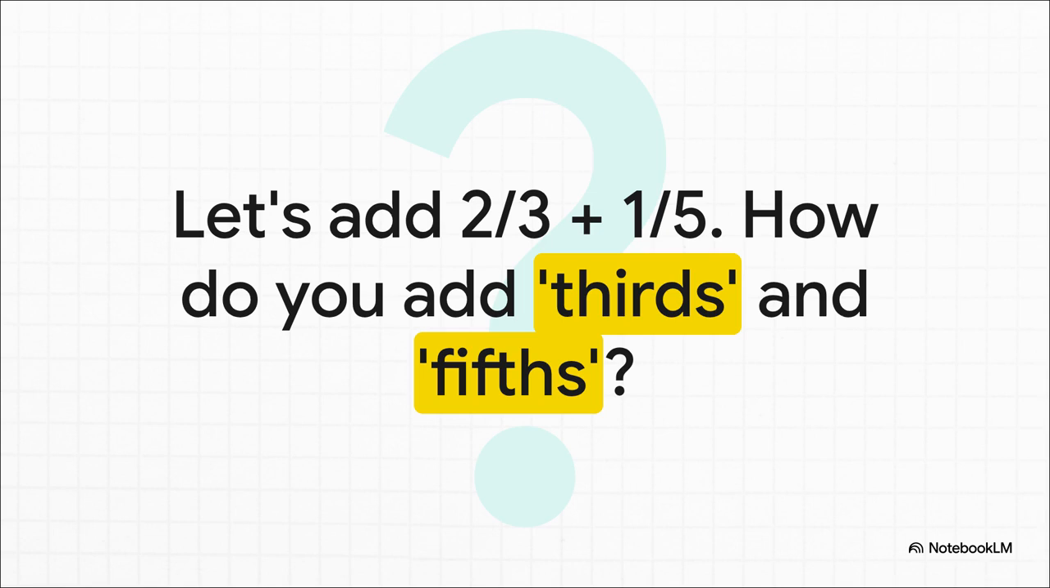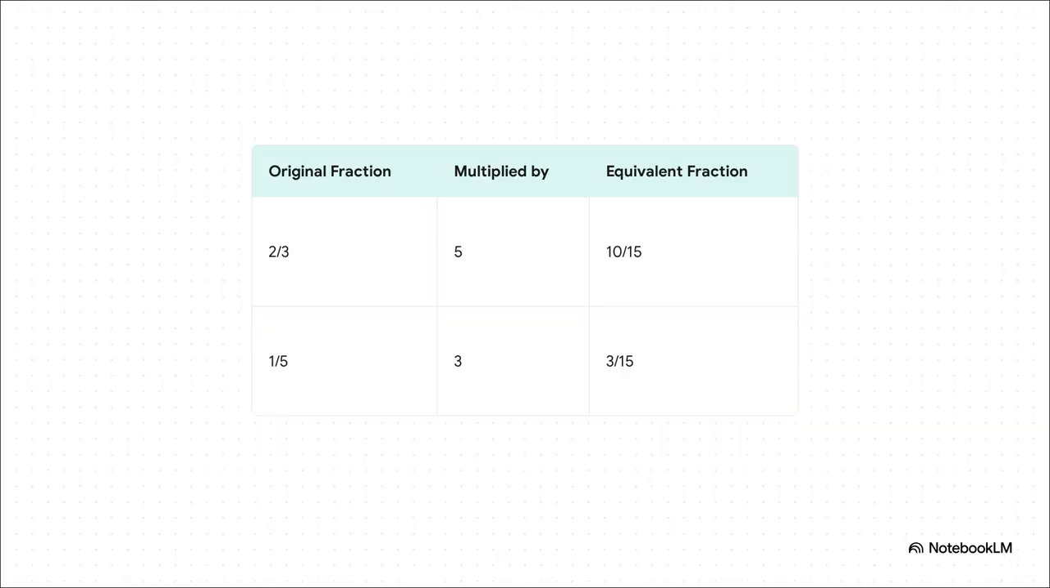So what's the solution? The trick is we find a common denominator. We need a number that both 3 and 5 can divide into. The easiest one to find is usually just to multiply them together, which gives us 15. So as you can see in the table, to turn 2/3 into 15ths, we have to multiply both the top and the bottom by 5. That gives us 10 15ths. Then for 1/5, we multiply the top and bottom by 3 to get 3 15ths.